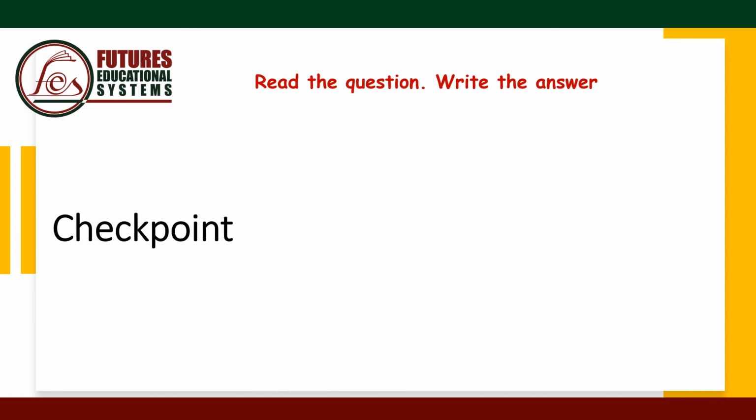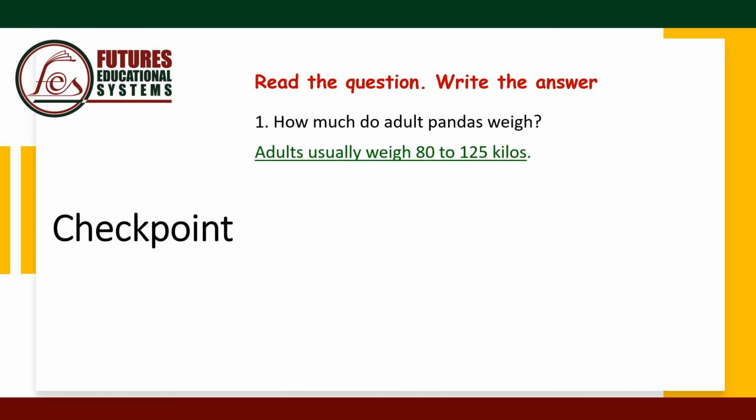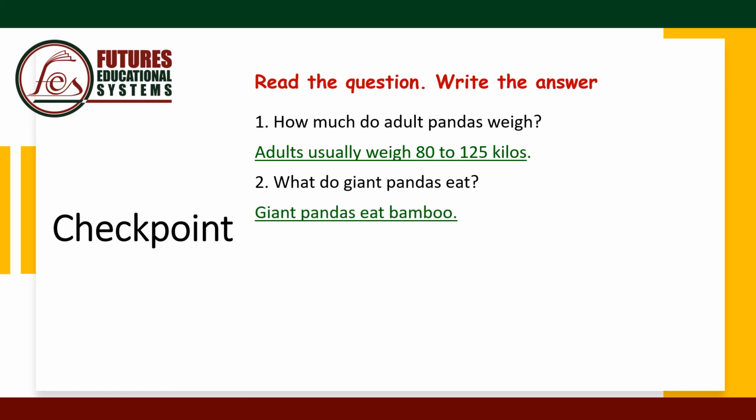Now read the questions and write the answer. How much do adult pandas weigh? We said when they are born, they weigh from 80 to 140 grams. What about the adult pandas? Adult pandas usually weigh from 80 to 125 kilos. What do giant pandas eat? Remember, we said that they eat a plant called bamboo. Exactly. Giant pandas eat bamboo.